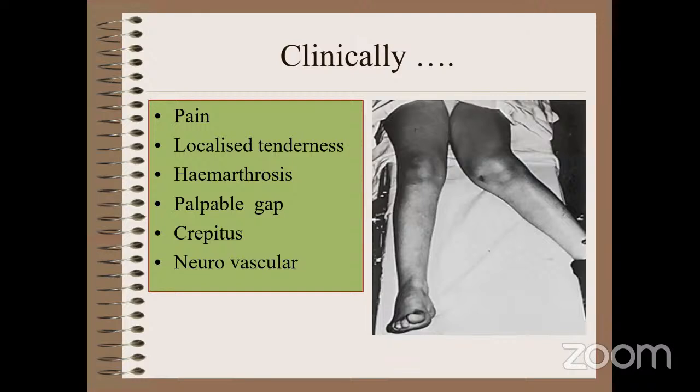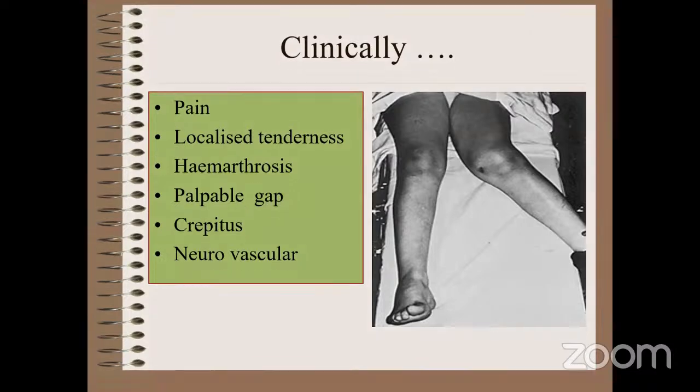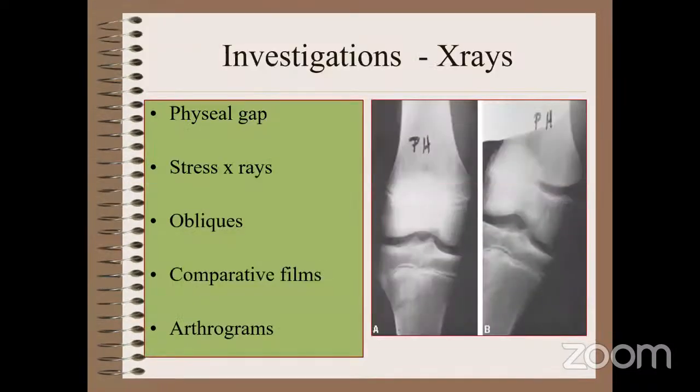Clinically, always when you are suspecting a physeal injury, you must palpate the physis. There will be pain, there will be local tenderness. If it's intra-articular, you will get hemarthrosis. Sometimes you can feel a palpable gap and there may be crepitus. You'll always look for neurovascular problems. On a plain X-ray, look for widening of the physeal gap. When in doubt, take stress X-rays or comparative X-rays or oblique X-rays. That will give you clues.